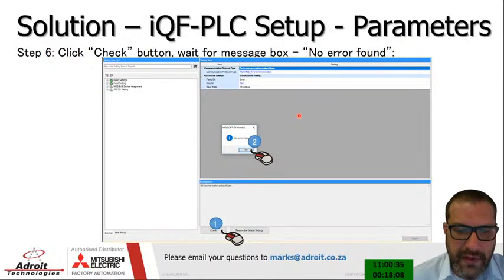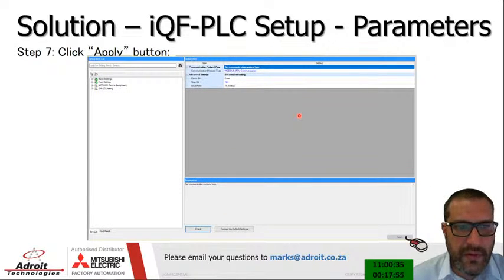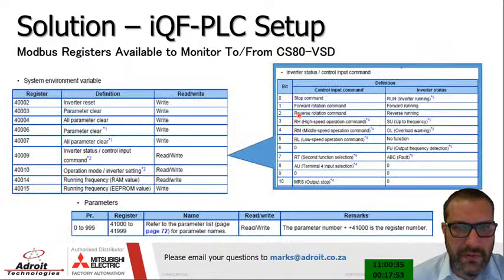so what you do is you click on check, and then if it says no error found, then you click OK on that, and you're basically done with setting up the parameters for the RS485. Okay, and then apply. All right.